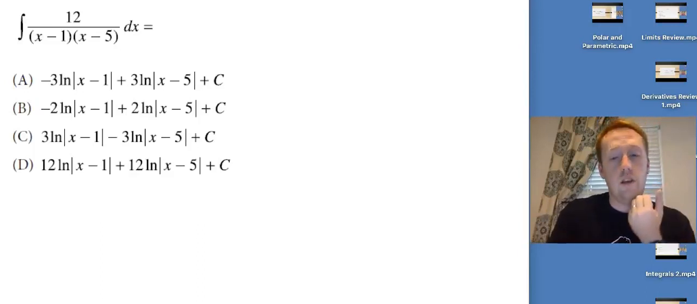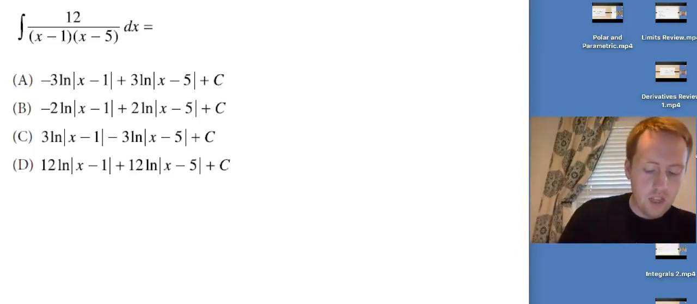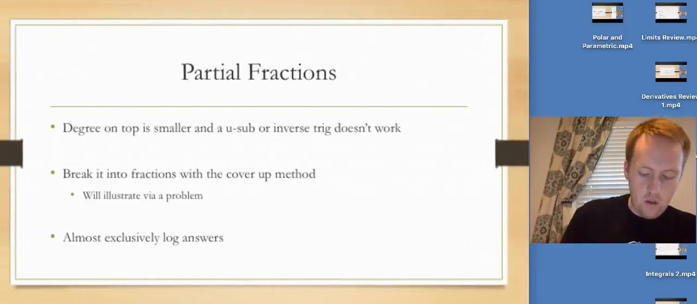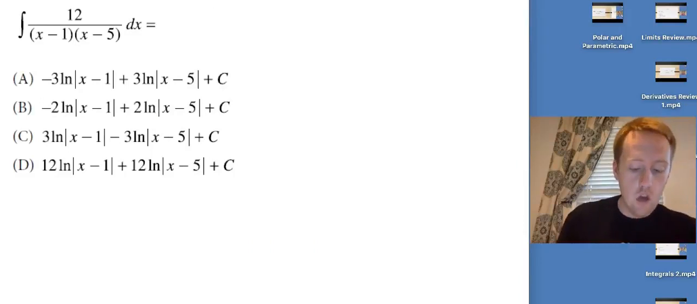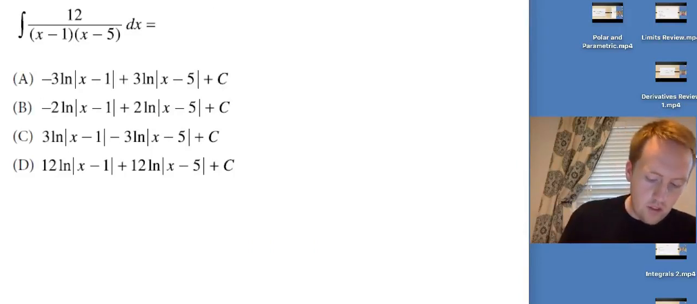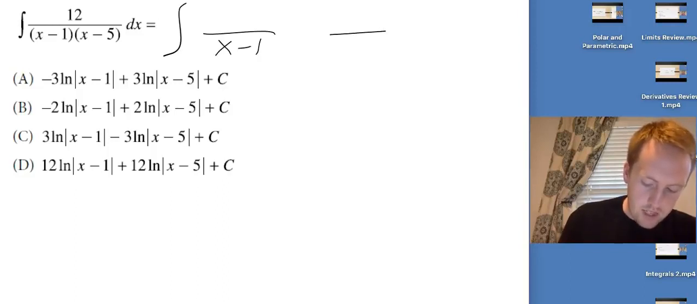Okay, so cover-up method. What we're going to do, we want to take this integral. I guess I should have mentioned that too, right? We break it into fractions by first we factor it. Luckily for us, they already factored it. What we're going to do is rewrite this integral as something over x minus 1 plus something over x minus 5.